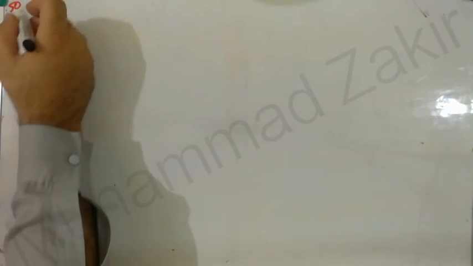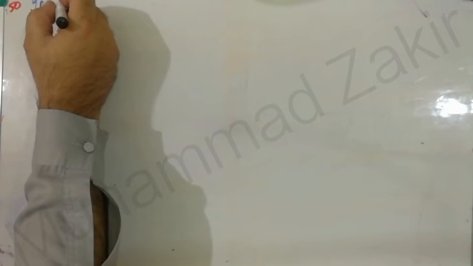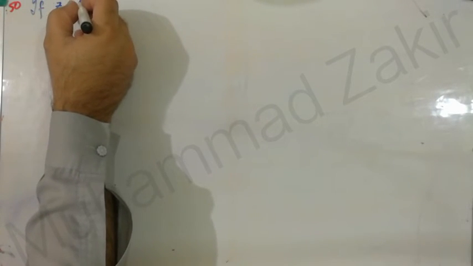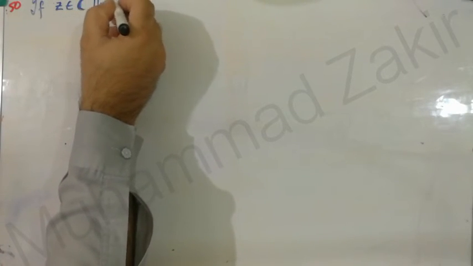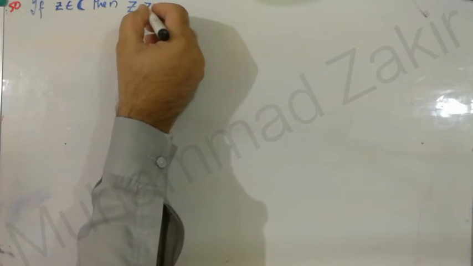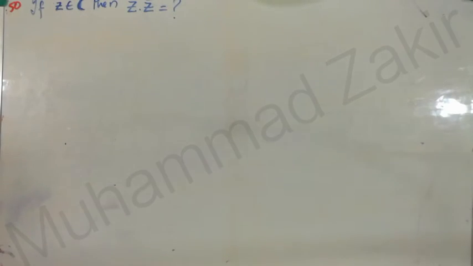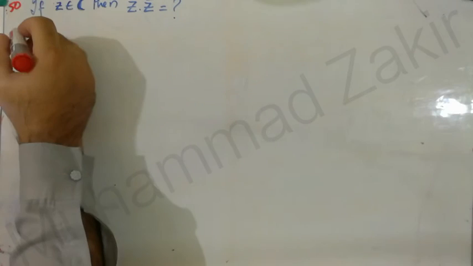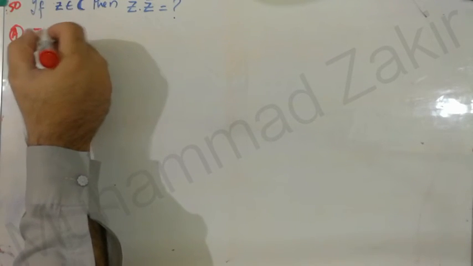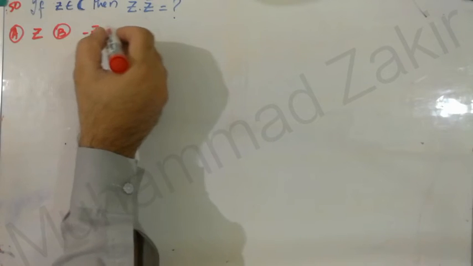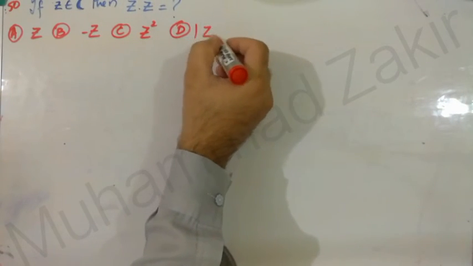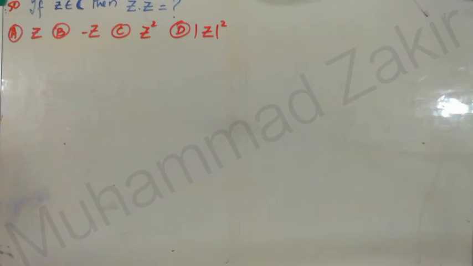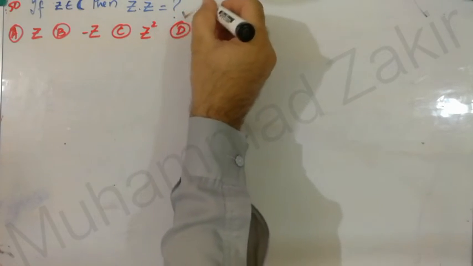The next question is, if Z belongs to the complex number set, then what does Z product with Z conjugate equal? The options are Z, B minus Z, C Z square, D Z mod square. So both can be simplified. The correct answer in this case is Z mod square.